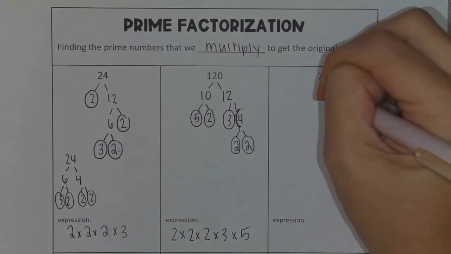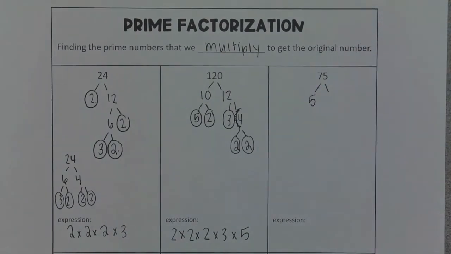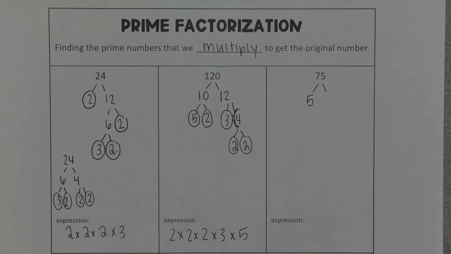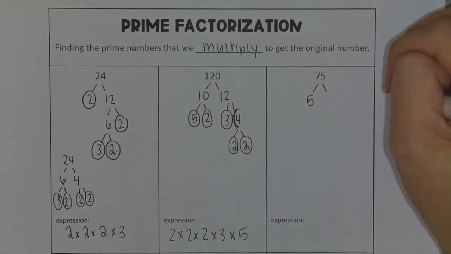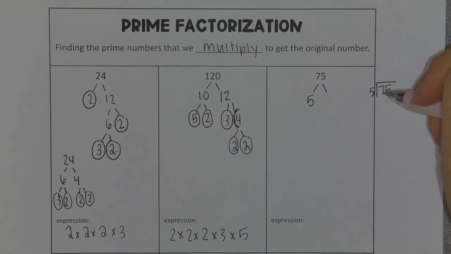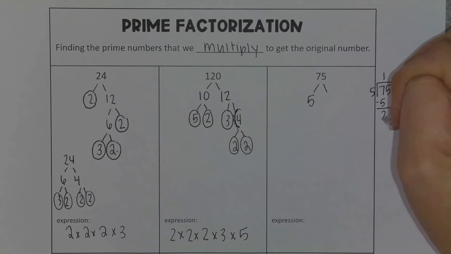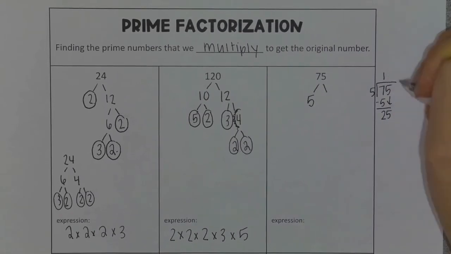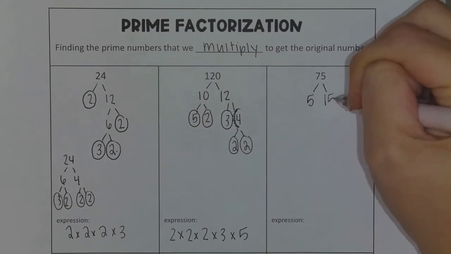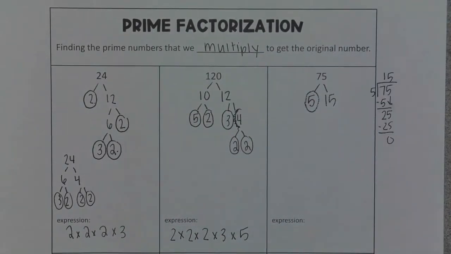Let's go to 75. I see that 75 ends in the number 5, so I know it is divisible by 5. Okay, and off the top of my head, I'm going to be really honest, I don't know how many times 5 goes into 75, but we can figure it out together. I'm going to come over here to the side and do 75 divided by 5. So 5 goes into 7 one time. 1 times 5 is 5. When I subtract, I get 2. Bring down the 5. 5 goes into 25 5 times. I'm left with no remainder, so it's 5 times 15. That gives me 75. 5 is a prime number, so I'm going to circle it.